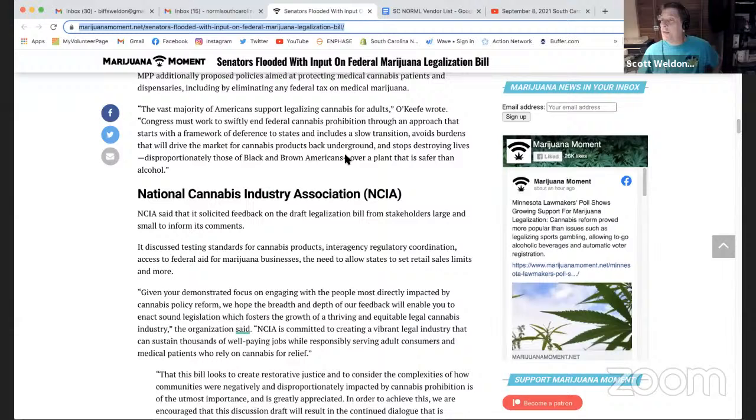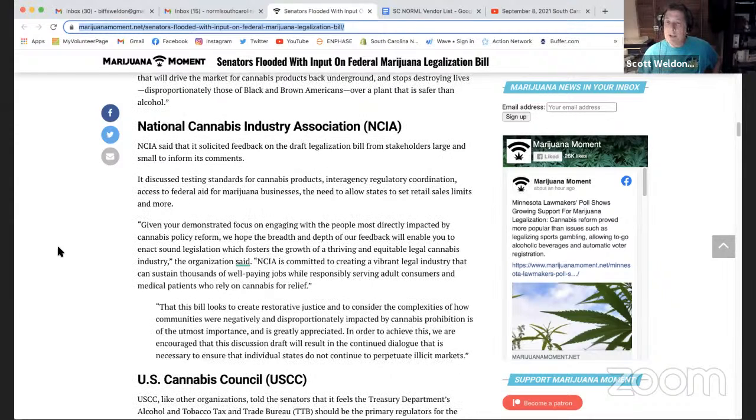Now, here's something I did sort of see a couple of times through this. It starts with a framework of deference to states and includes a slow transition, avoids burdens that will drive the market for cannabis products back underground and stop destroying lives, disproportionately those of Black and Brown Americans. But a number of them talk about a slow transition back in, especially to allow states that have not legalized yet a chance to catch up, so that the regulations don't prevent them from actually growing in their particular state.